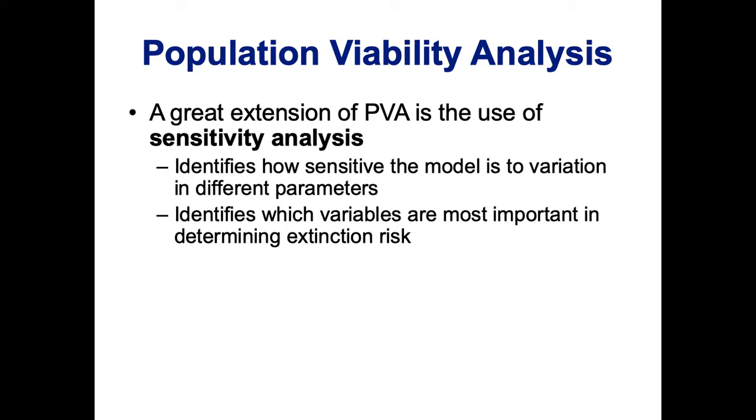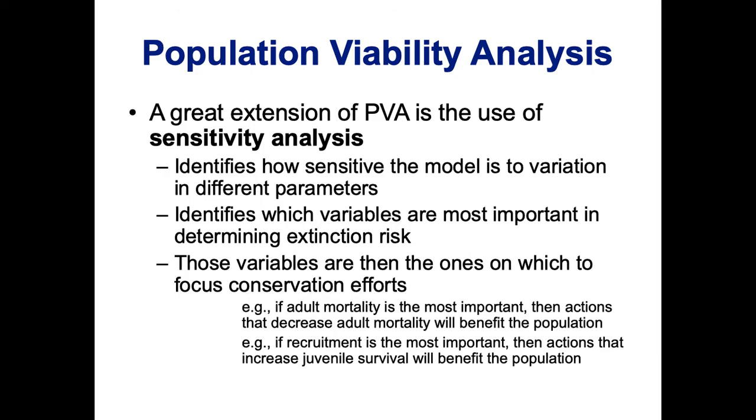And so which variables are most important in determining extinction risk? And those are the ones we want to focus our conservation efforts on. Also, if we feel like we don't have good data to estimate that particular parameter, that may indicate that we want to go out and collect more data so we can be sure that that's the right parameter estimate.